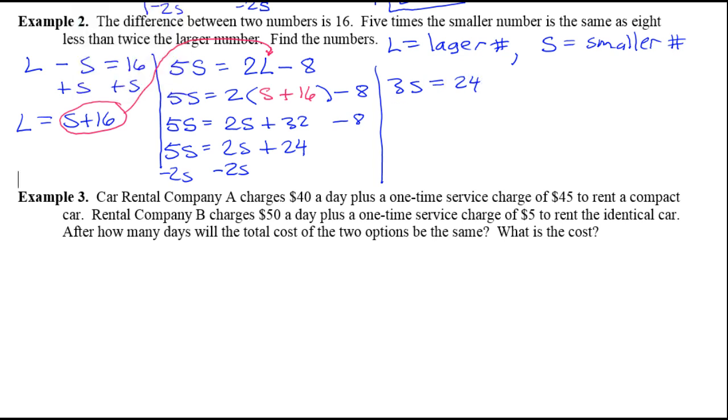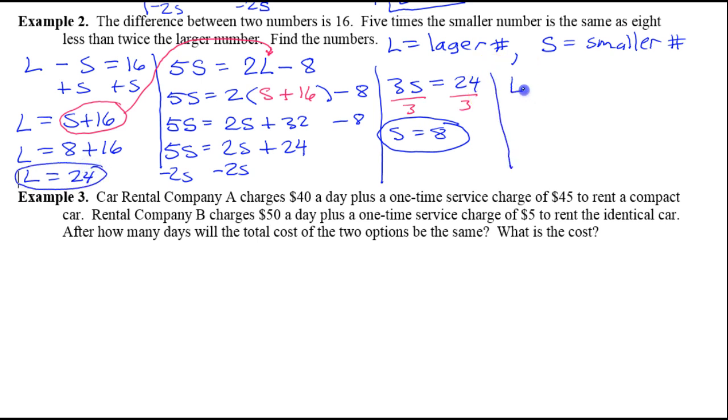Dividing both sides by 3, s is equal to 8. Okay, so now we know that the smaller number is 8, so the larger number is going to be 16 more than that. So L is equal to 8 plus 16. So L is equal to 24. Okay, so the larger number is 24, while the smaller number is 8.